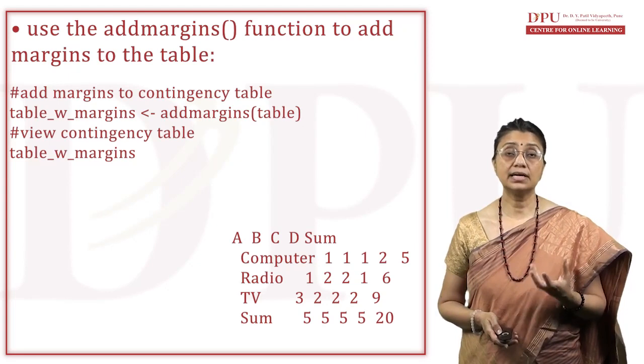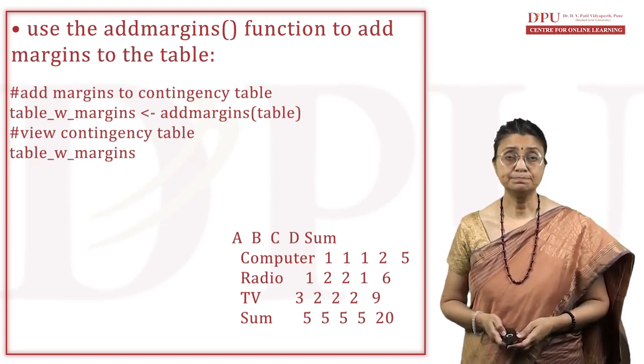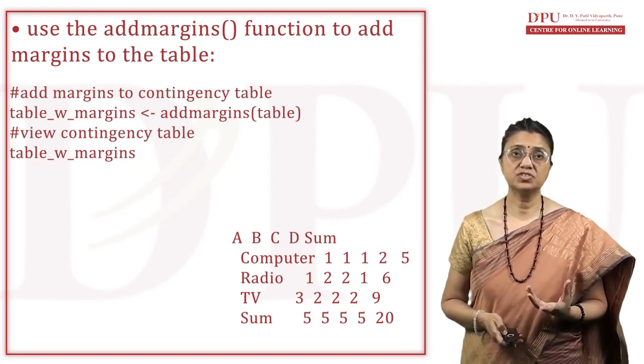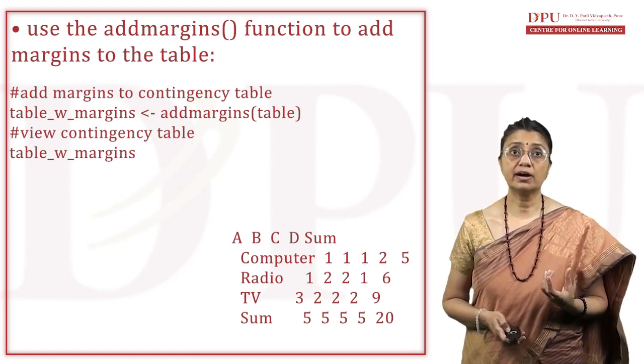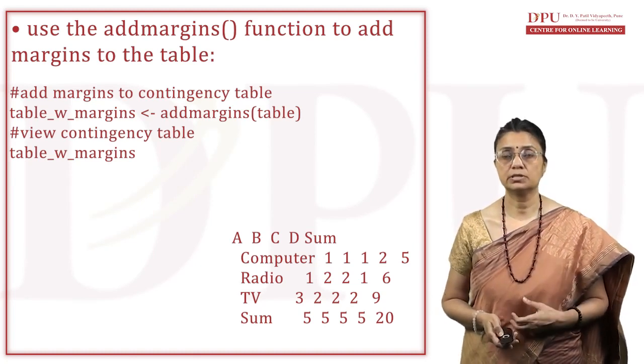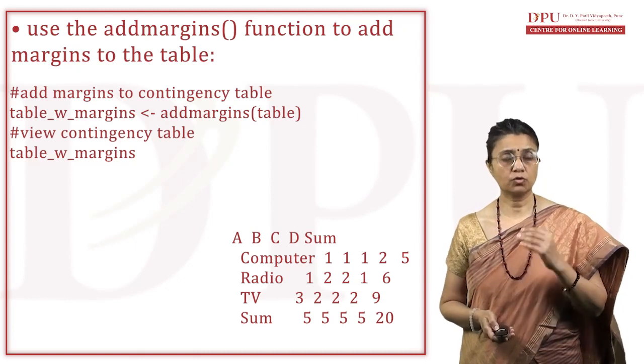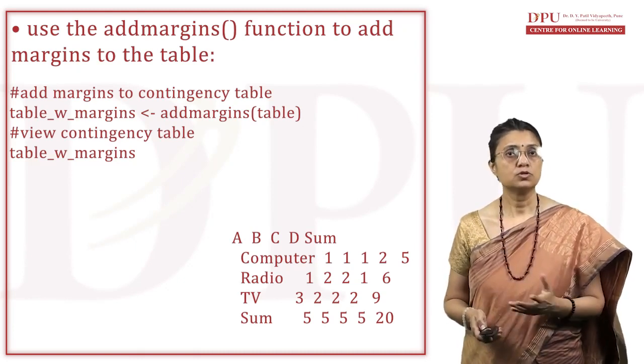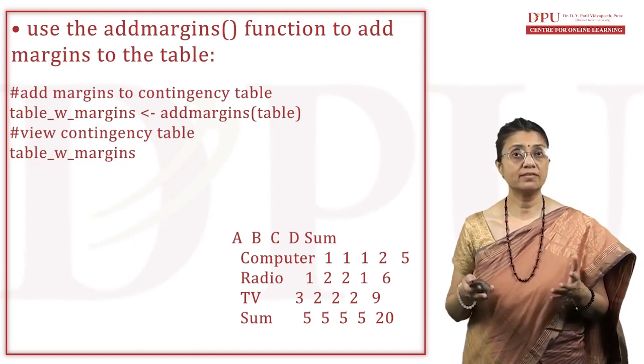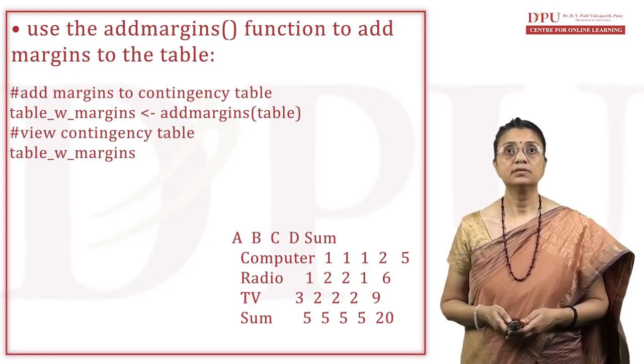As we have seen, the table is stored in the table variable, as we are creating a contingency table. So table becomes our variable which is holding the contingency table. Now I want to find out the row totals and the column totals. So it's very simple: addmargins, and within brackets I pass the table variable.